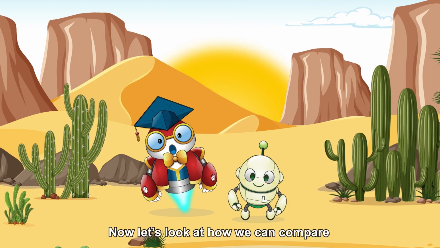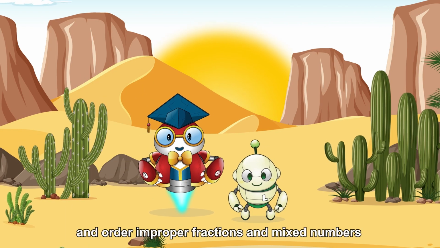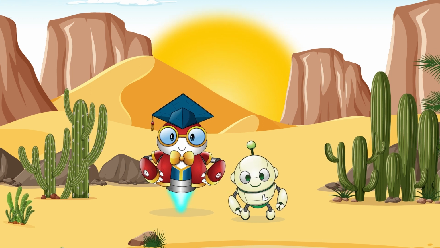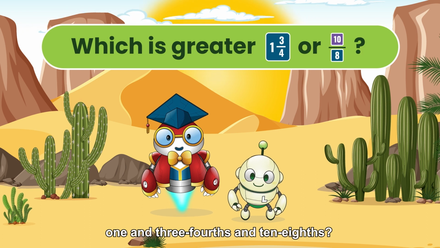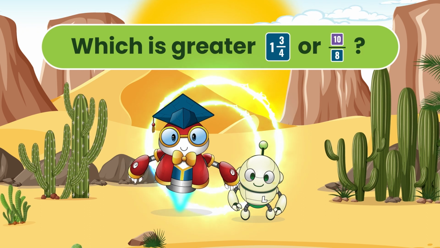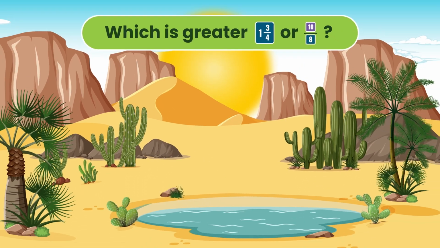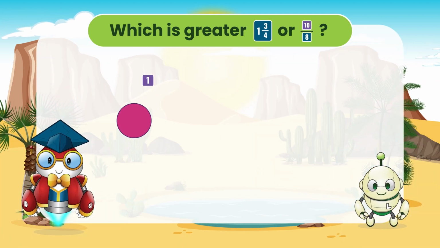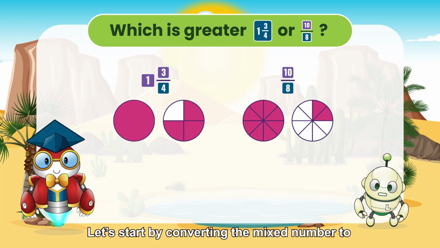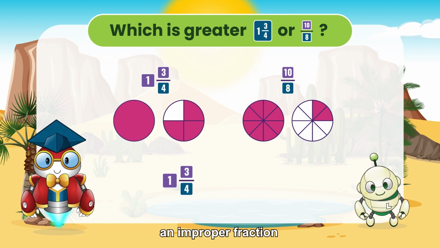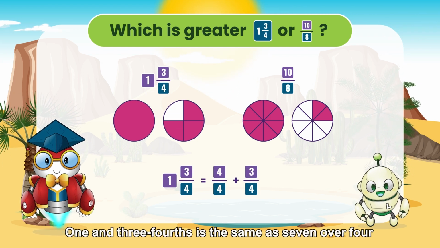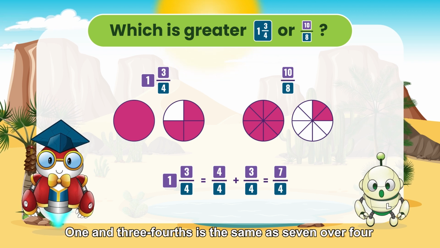Now let's look at how we can compare and order improper fractions and mixed numbers. What is greater between 1 and 3/4 and 10/8? Let's start by converting the mixed number to an improper fraction. 1 and 3/4 is the same as 7/4.